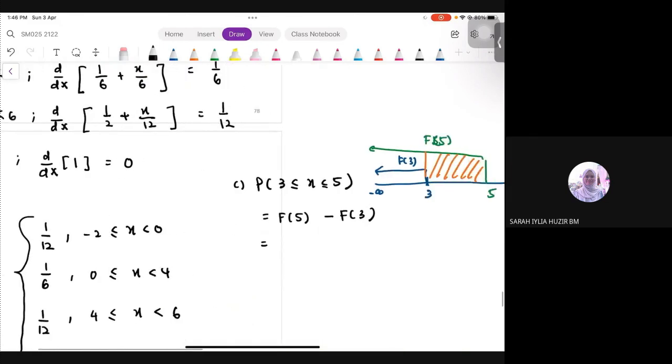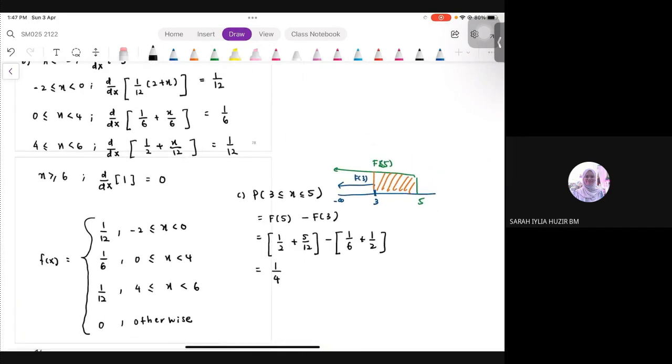So for F5, it would be half plus 5 over 12. And then for F3, it should be 1 over 6 plus half. So simplify this up, our probability would be quarter or 1 over 4. So that's all for finding cumulative distribution function. Finding probability density function from cumulative. We just have to differentiate each function and then rewrite it back in the form of piecewise. And then careful, you just have to summarize for 0 probability as otherwise.